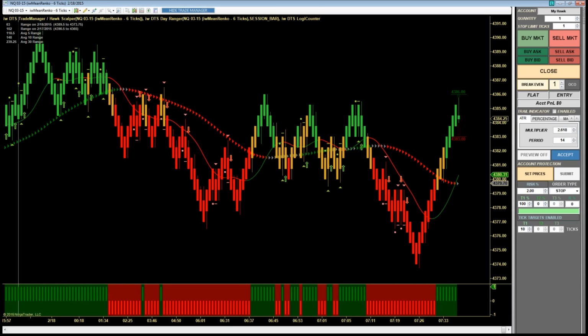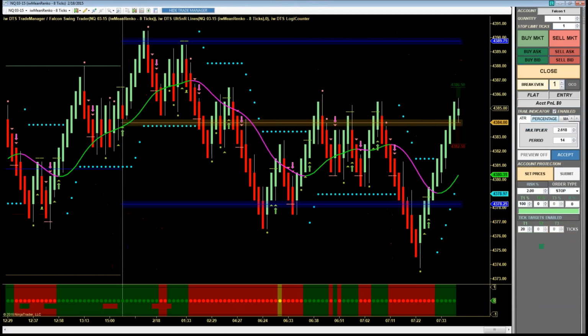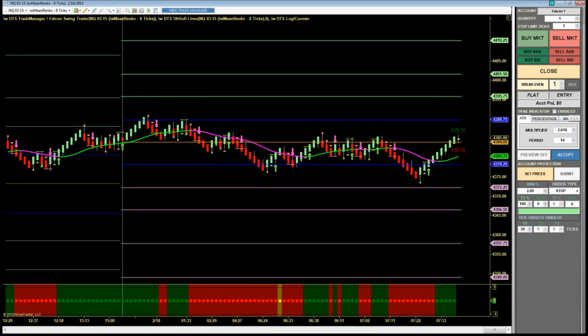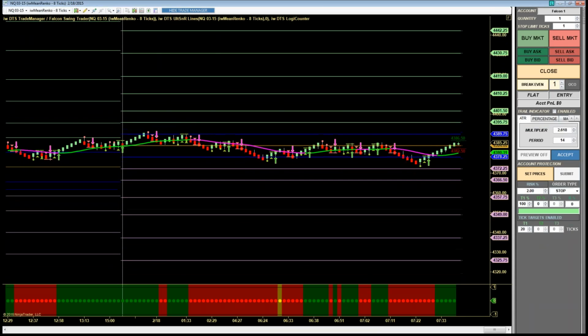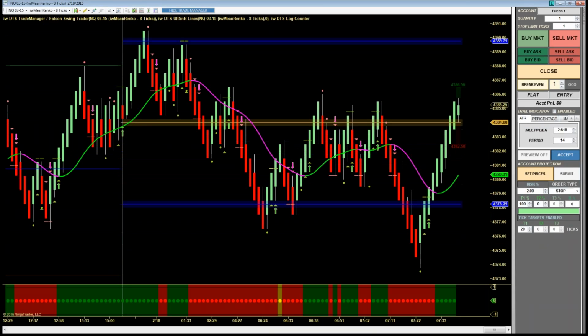For setting profit targets. So for instance, if I know the average range is about 100 ticks, and let's say I want to take 20% of the average daily range as a profit objective, well, then I would have a 20-tick target. Or let's say I want to risk 20% of the average range as a stop loss, then I would have a 20-tick stop loss. And of course, I can adjust that accordingly.